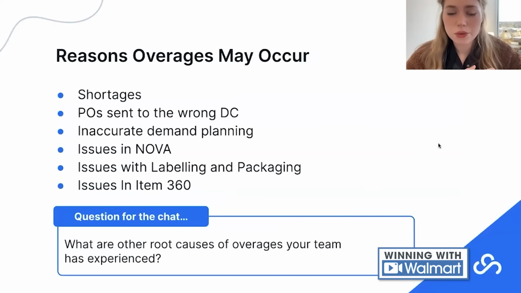So shortages, what we've kind of talked about: POs being sent to the wrong DC, inaccurate demand planning. So if you think Walmart actually needs more product than what they've ordered, issues in Nova, that's pretty common. And maybe Allie can potentially send in the chat a link to our Nova and Item 360 webinars.